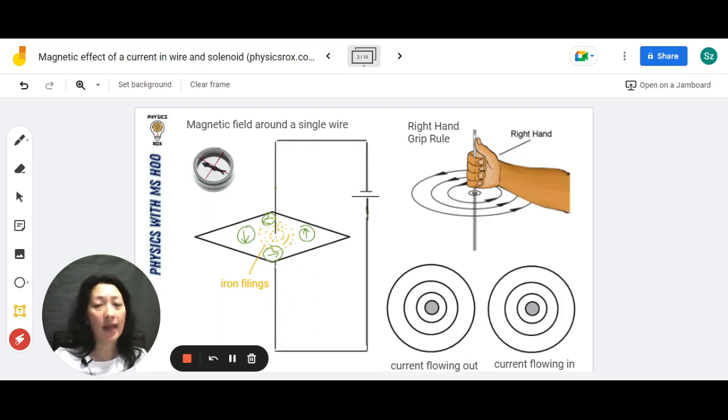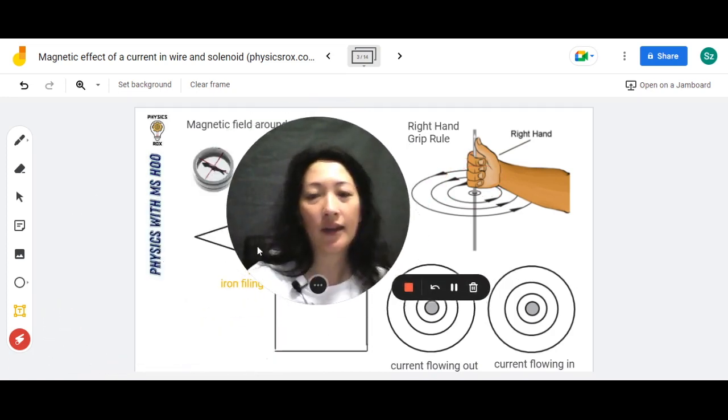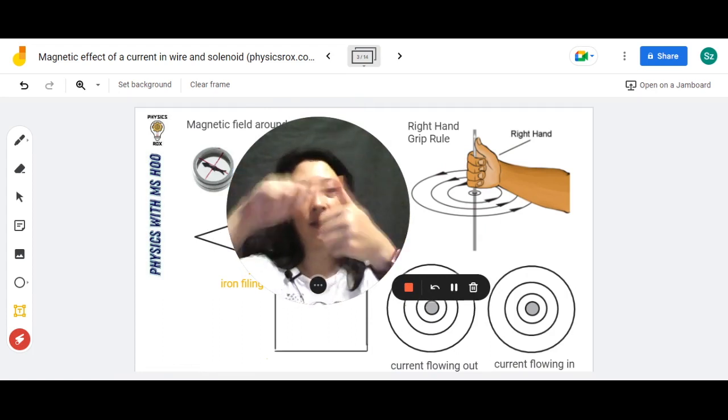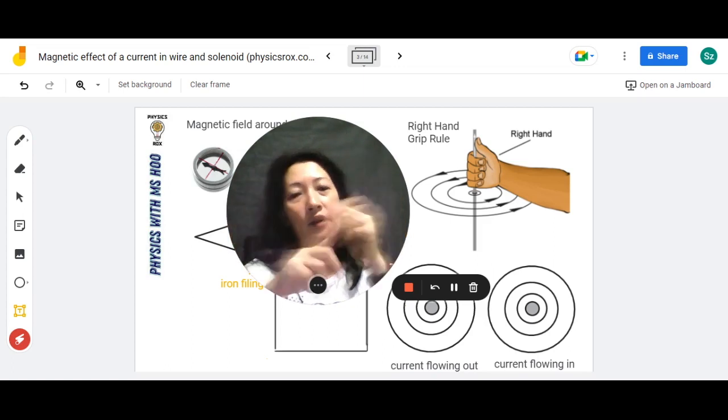Now, how do we use this? Have your right hand in a fist with your thumb up, like giving a thumbs up. Your thumb represents the current direction, and your fingers represent the direction of the magnetic field. I'm going to match the diagram first. This is your thumb representing the current, and your fingers represent the magnetic field.